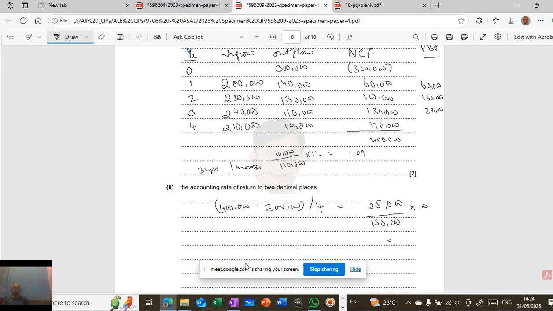So what is the formula? Average profit divided by average investment. Correct, no? Average profit is 25,000. Average investment is 3 lakh divided by 2, which is 1 lakh 50,000. So 25,000 divided by 1 lakh 50,000 into 100 is 16.67%. You can round it off and write 16.67%.